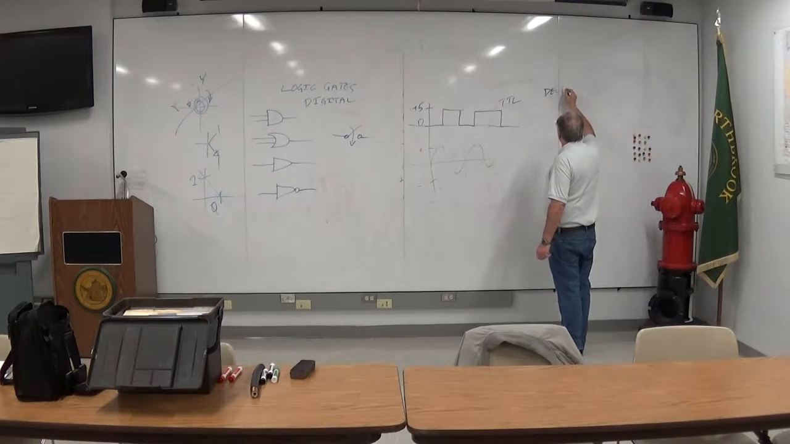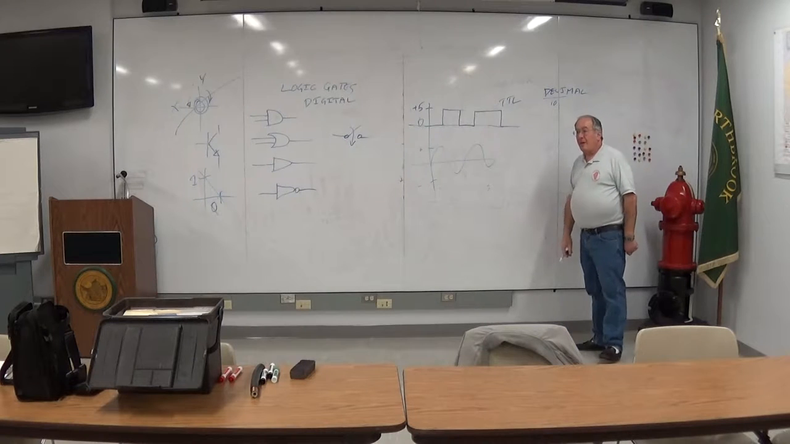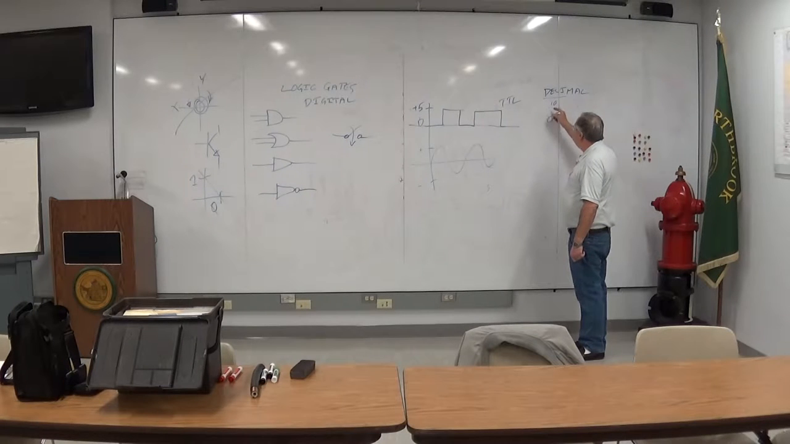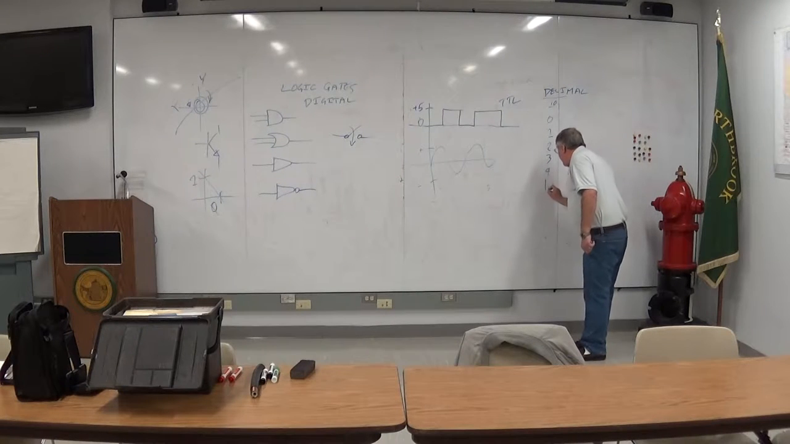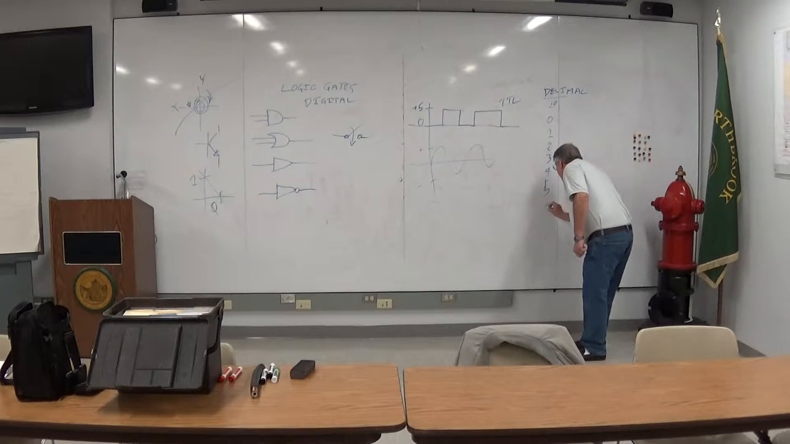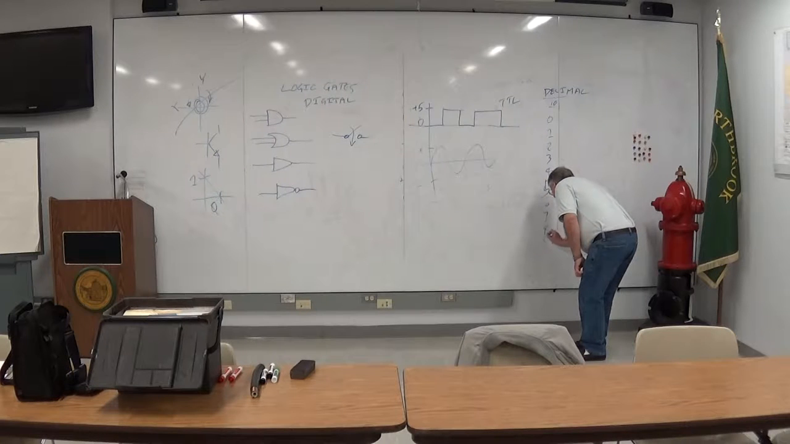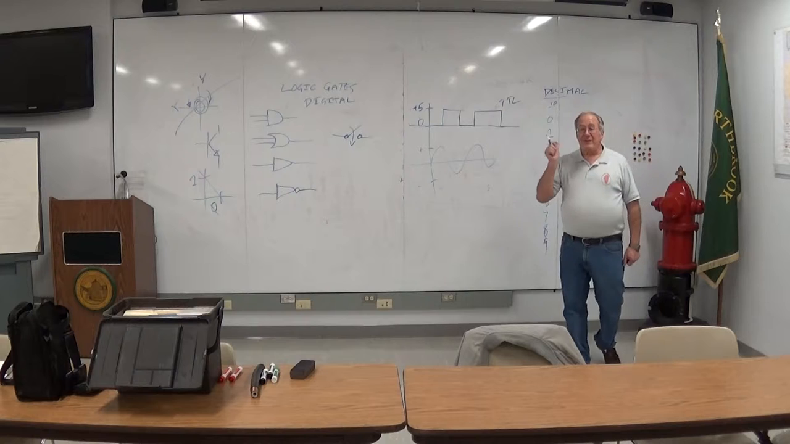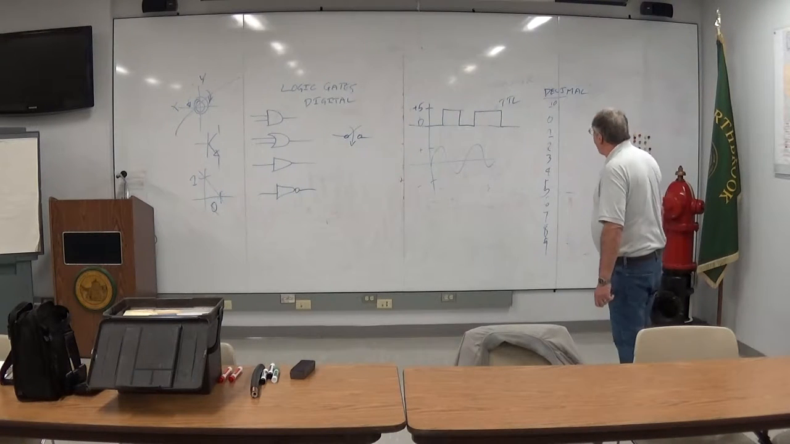decimal, which comes from the Latin word for 10, deci. And we know what that looks like. We have 10 figures because it's base 10. 0, 1, 2, 3, 4, 5, 6, 7, 8, and 9. No 10. Single figures, 0 through 9.